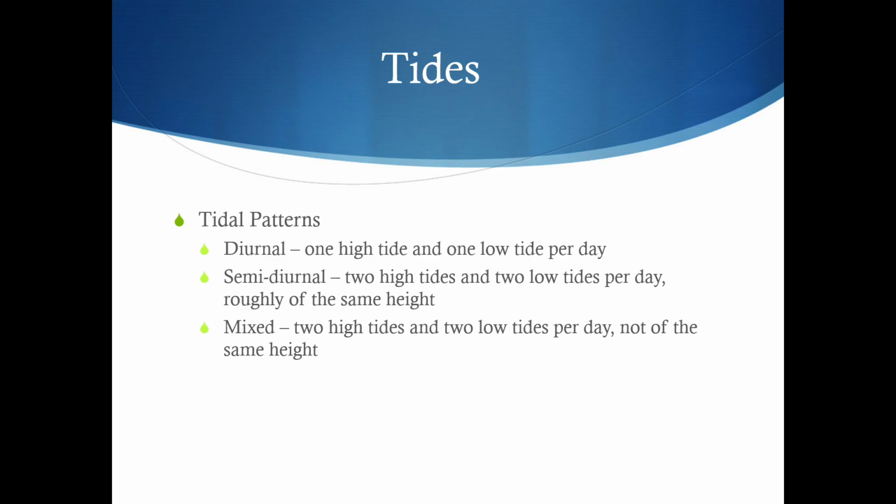Diurnal is when you have one high tide and one low tide per day. So you have one high tide in the area, about 12 hours later you have a low tide, and that's it. Semi-diurnal is when you have two high tides and two low tides a day, which is pretty typical, and they're roughly the same height. So you have a high tide, a low tide, a high tide, a low tide each day. The two high tides are about the same water depth, and the two low tides are about the same water depth. The difference between mixed and semi-diurnal is that in a mixed tide you have two high tides and two low tides, but they're not of the same height.